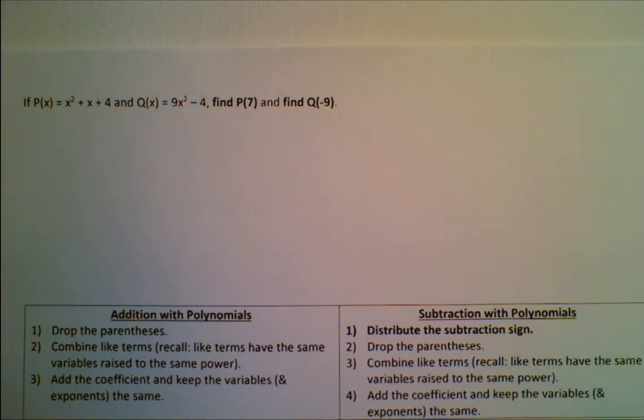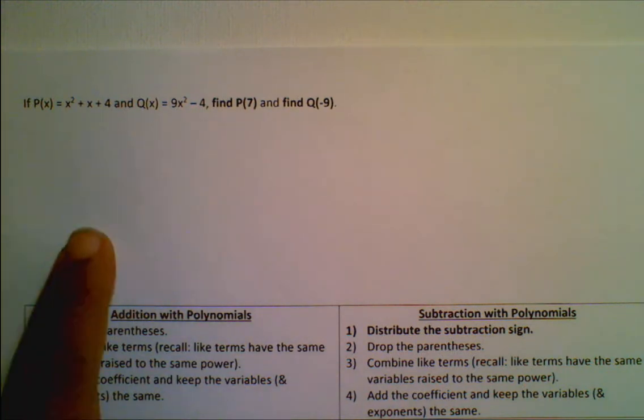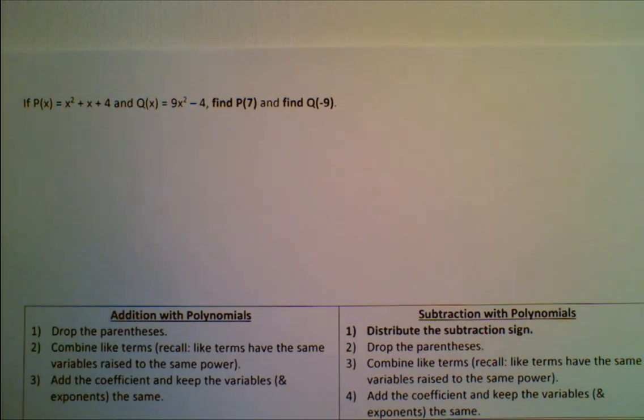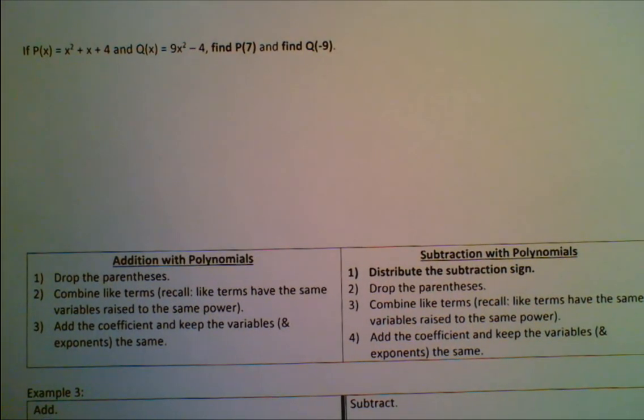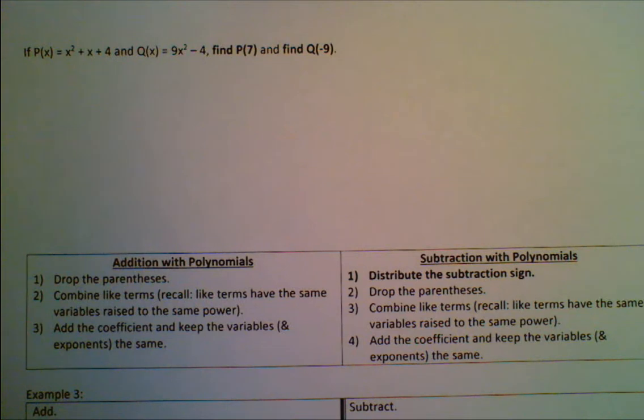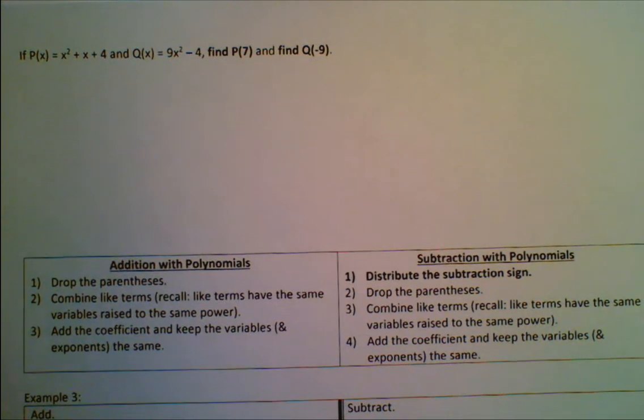All right, so earlier we talked about function notation and how to take a number that will be inside the parentheses and substitute it into an expression. Our example is: if p of x is equal to x squared plus x plus 4 and q of x is equal to 9x squared minus 4, find p of 7 and find q of negative 9. So remember, functions are given different names. Our first equation says here, find p of 7.